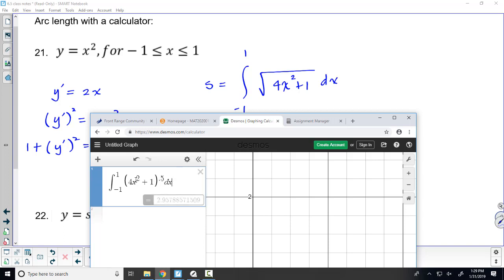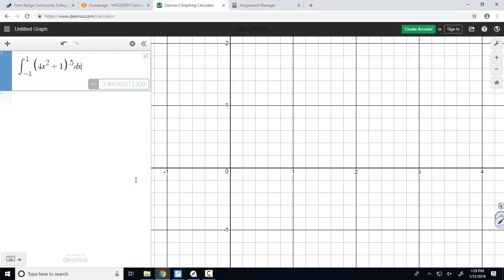So Desmos is a great tool to evaluate definite integrals that you can't integrate by hand. Even ones that you can integrate by hand, 5 seconds and you've checked to see if your answer is right, which is a good strategy.